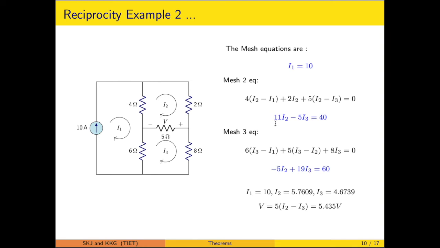This is the second mesh equation, and the third mesh equation. We are able to solve it and find the mesh currents, but the voltage direction is already marked. We have already studied the element current direction and the corresponding voltage. So the voltage polarity dictates that this has to be 5, which is the resistance value, multiplied by (I2 minus I3), and that value comes out to be 5.435 volt.